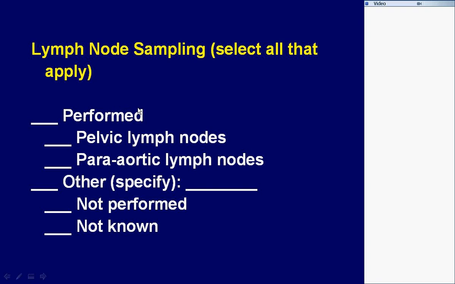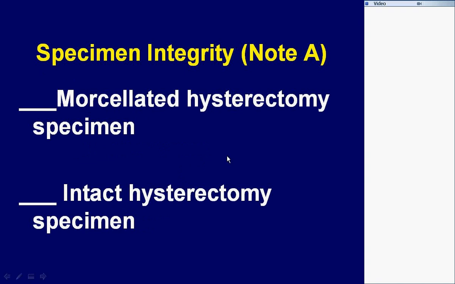Lymph node sampling, again, is quite simple. Essentially, you just have to fill out. Most often, when we get them, they are pelvic or para-aortic lymph nodes. Specimen integrity: 90% of the time, the hysterectomy specimen that we receive is an intact specimen, so you just have to tick this. Sometimes you may see a morcellated specimen.